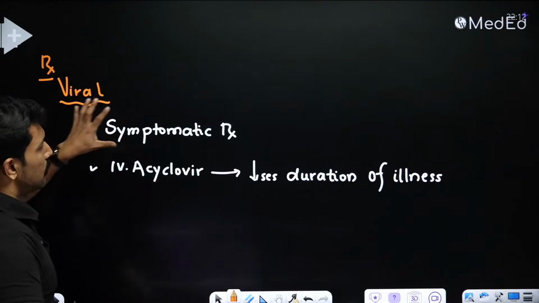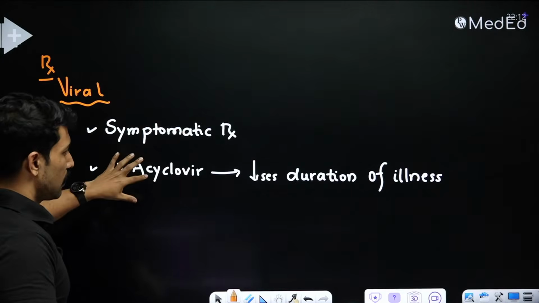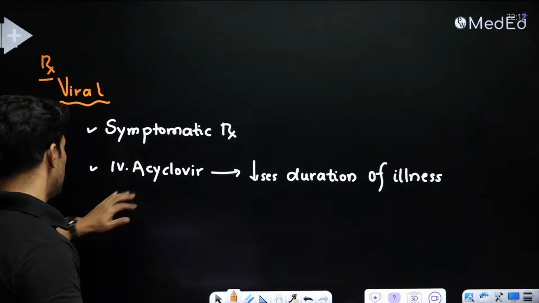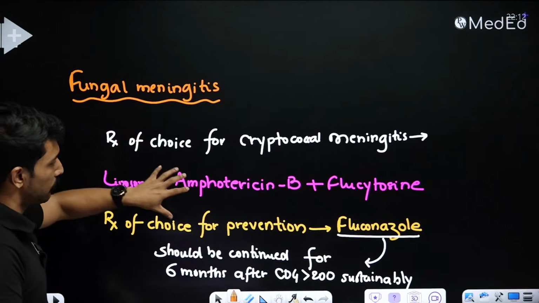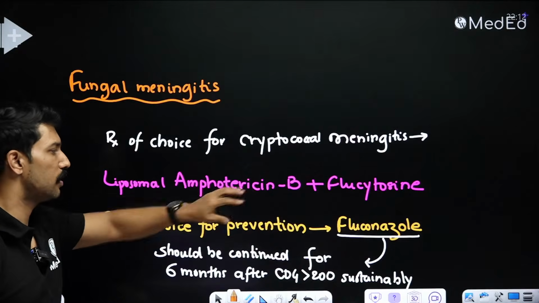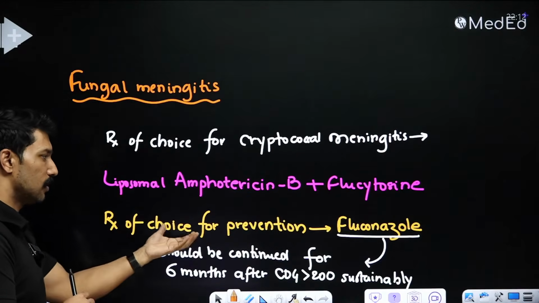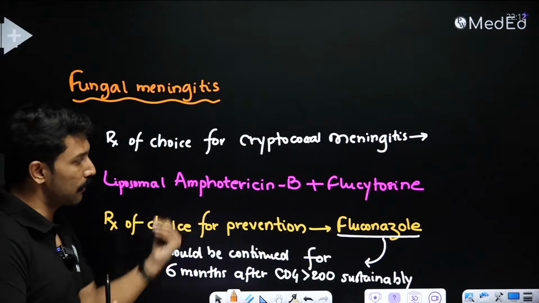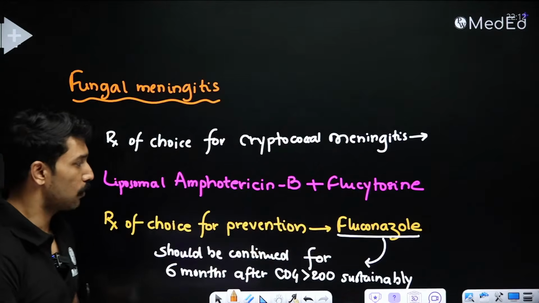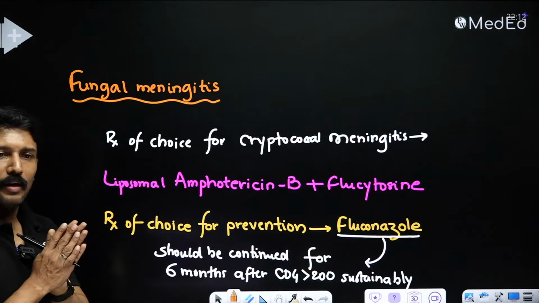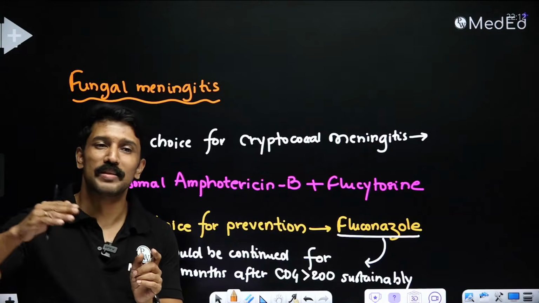For the viral, the mainstay of treatment is symptomatic, but if you want to cut short the duration of illness, you may consider giving IV acyclovir. For fungal, we treat them with liposomal amphotericin B and flucytosine, but because these patients have a risk factor of acquiring it again, we might have to give them preventive treatment. For that, the drug of choice is fluconazole. Fluconazole should be given as long as the immunocompromised state persists.